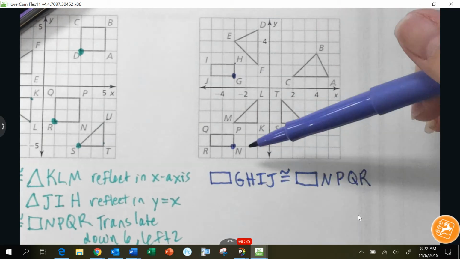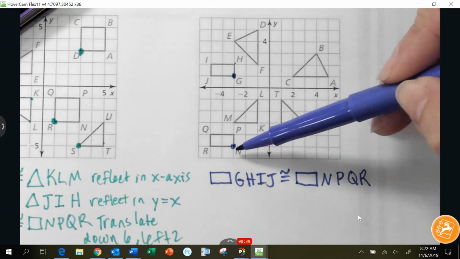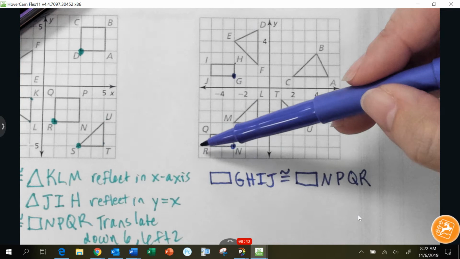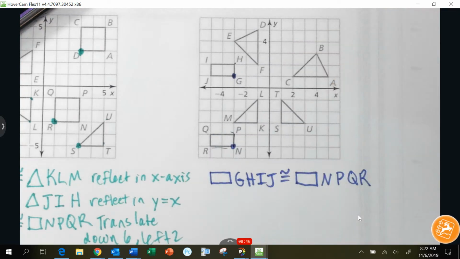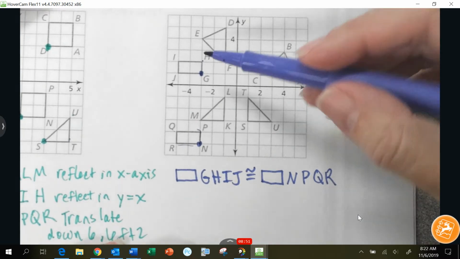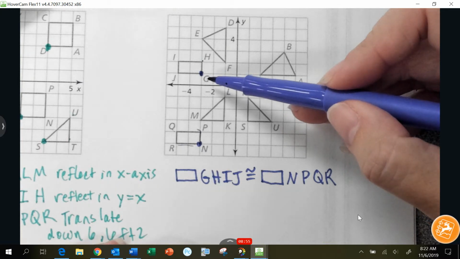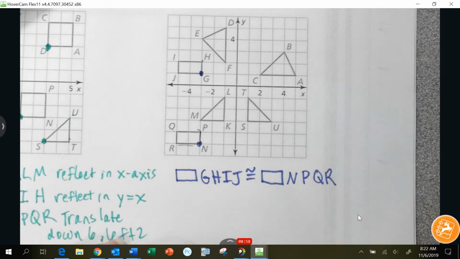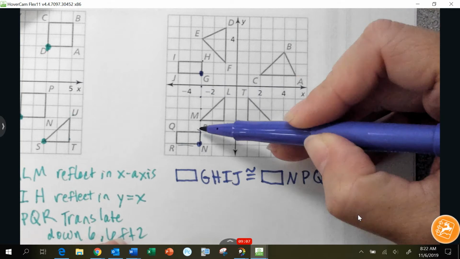Also, when you name rectangles, which we really haven't done so much yet, you have to go around the rectangle. You can't be like N, Q, P, R. It has to be around the rectangle. Okay, why are these congruent? John? You can translate down 6. Okay.